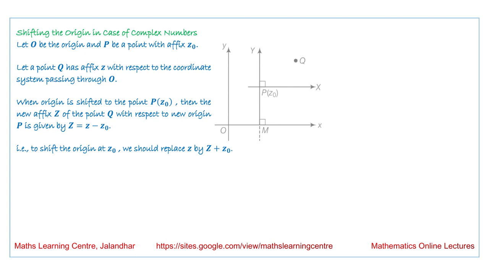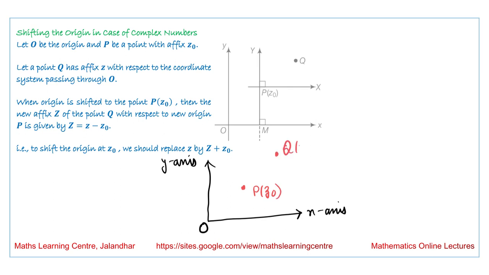Now next we have the shifting of origin in case of complex numbers. Suppose we are considering the x-axis and y-axis over here, and corresponding to these we have the point O, the origin. Now suppose we have a point P, Z naught, and there is a point Q, which is any general point Z we are taking with respect to this origin.